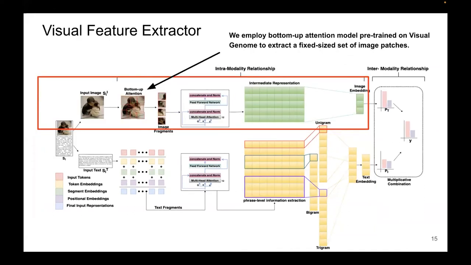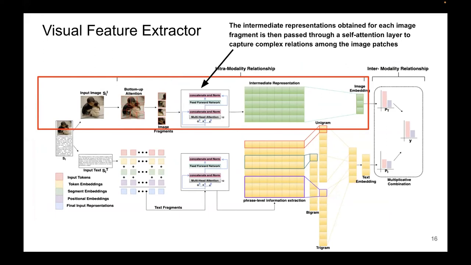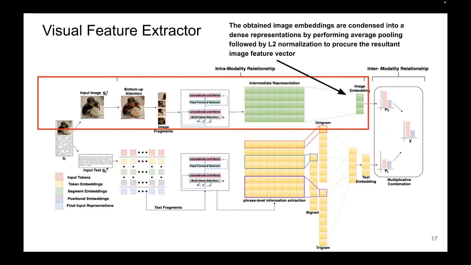For extracting the image features, we primarily focused on extracting objects and other salient regions using a pre-trained detector. Given an image, we employ a bottom-up attention module, pre-trained on Visual Genome, to extract a fixed set of image patches. These image patches contain salient regions and represent useful information. The intermediate representations obtained from each fragment are passed through a self-attention layer to capture the complex relations among these image patches. Finally, the obtained image embeddings are condensed into dense representations by performing average pooling followed by L2 normalization to get the final image feature vector.